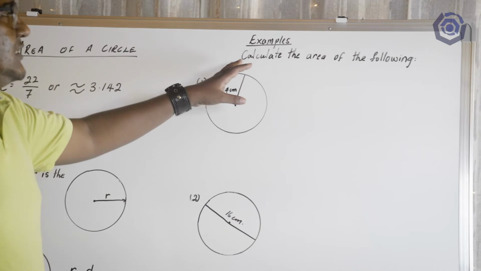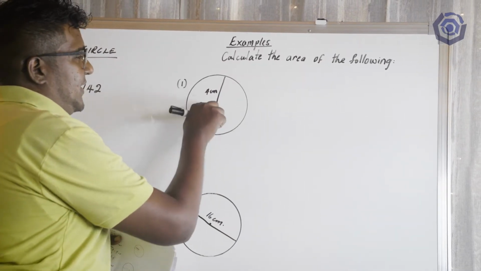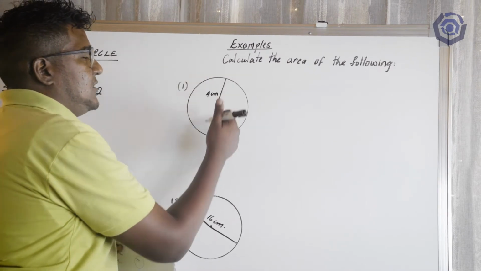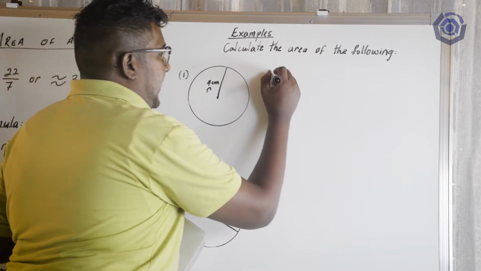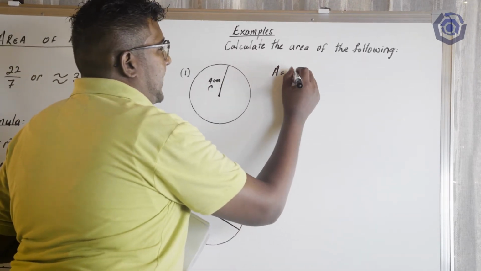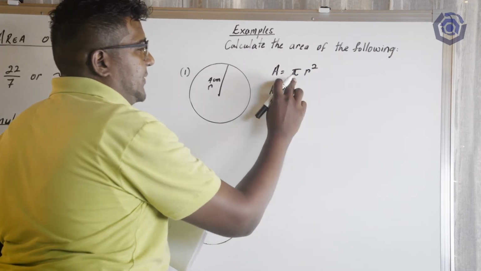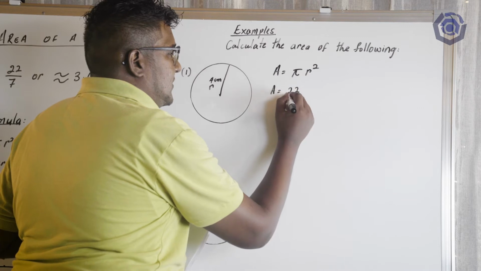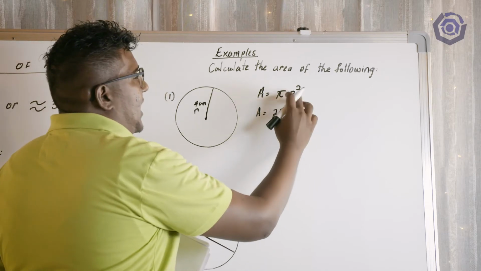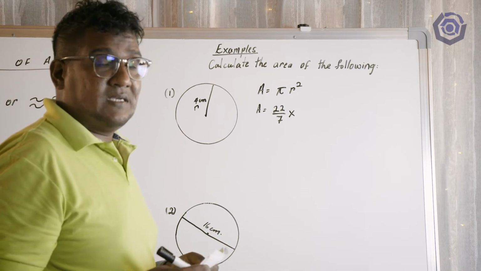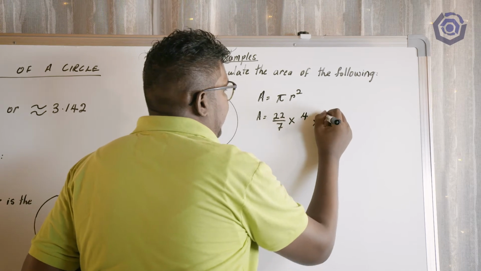The first one, the general heading is: calculate the area of the following. In this one, we have 4 cm, and since it's from the center to the circumference, we know that this is our radius. So A equals pi r squared. A equals, we know that pi is 22 over 7, and no signs, so we multiply. R squared means r multiplied by itself 2 times. So that's going to be 4 multiplied by 4.